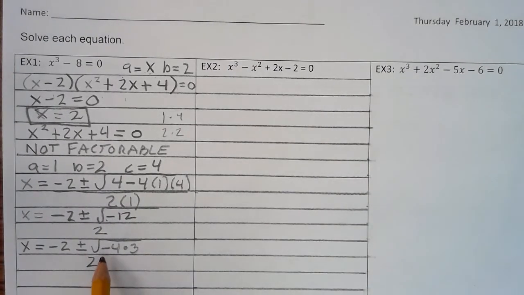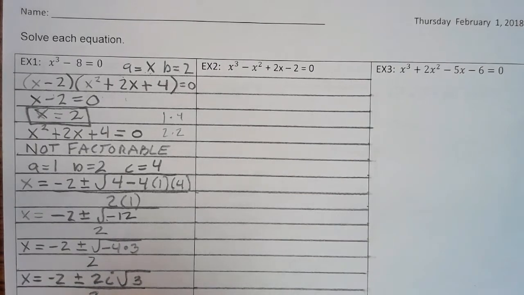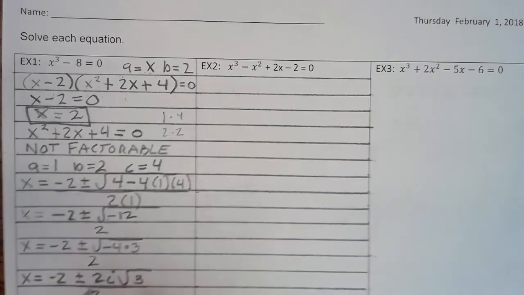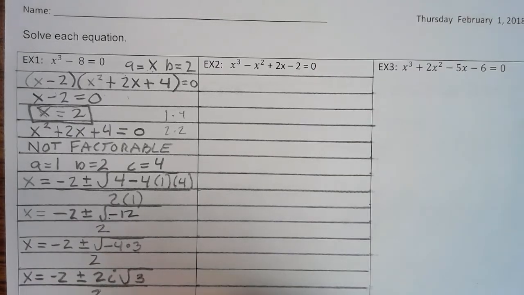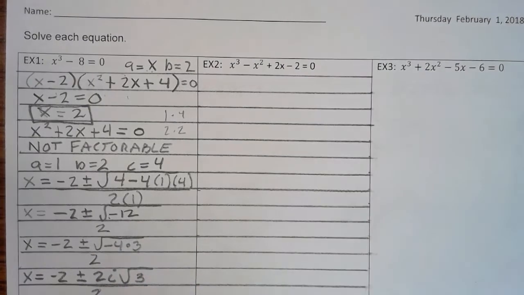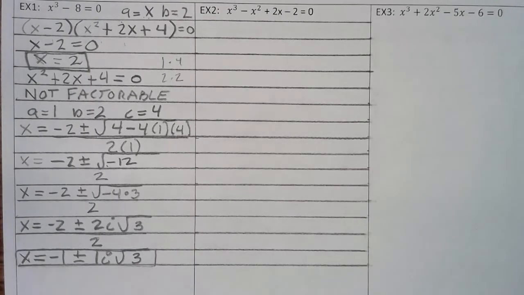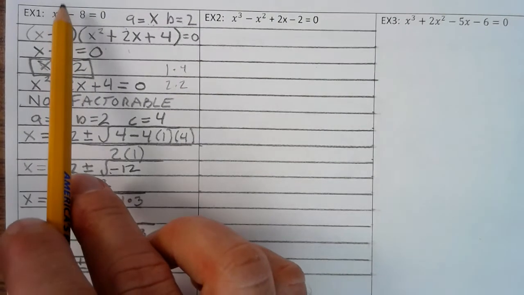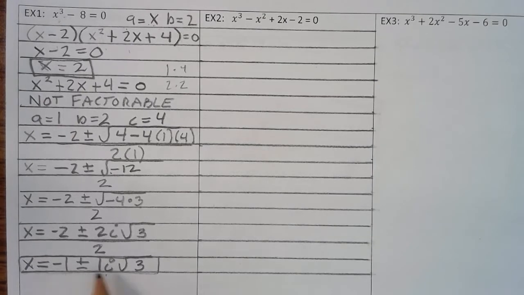Well, the square root of negative 4 is 2i, and the square root of 3 is the square root of 3. So we have x equals negative 2 plus or minus 2i times the square root of 3, divided by 2. So we divide negative 2 by 2 is negative 1, and 2 by 2 is 1. So x equals negative 1 plus or minus i square root of 3. Which makes sense that we have 3 solutions because we have x cubed, so that tells you there's 3 solutions. The highest power tells you the number of solutions. So we have x equals 2, and x equals negative 1 plus i square root of 3, and negative 1 minus i square root of 3.